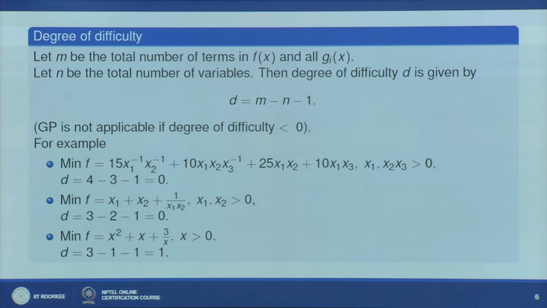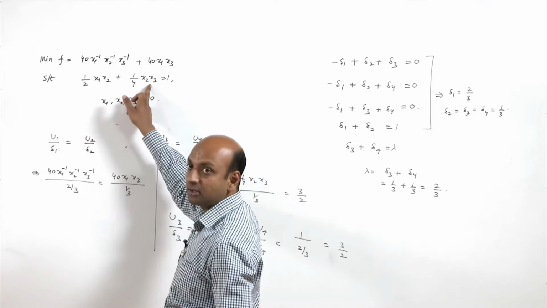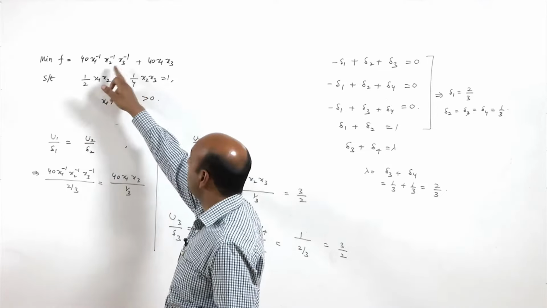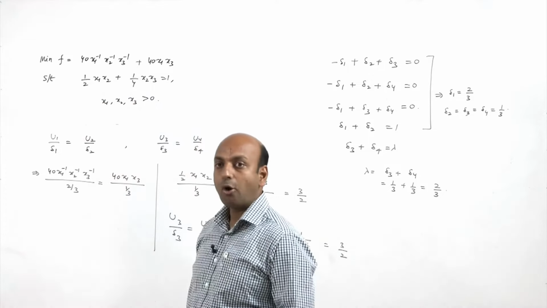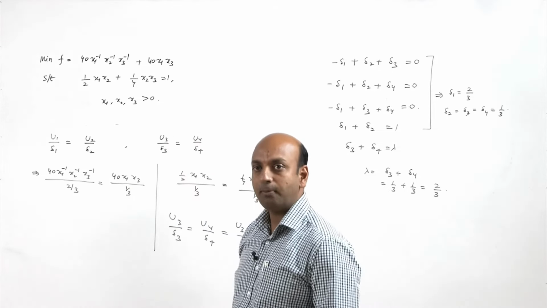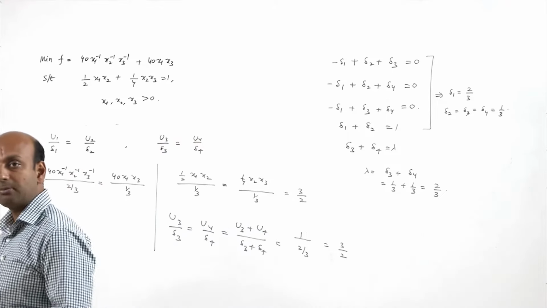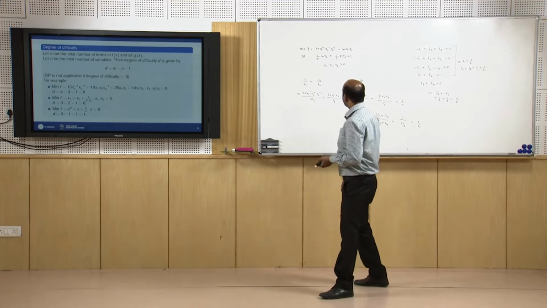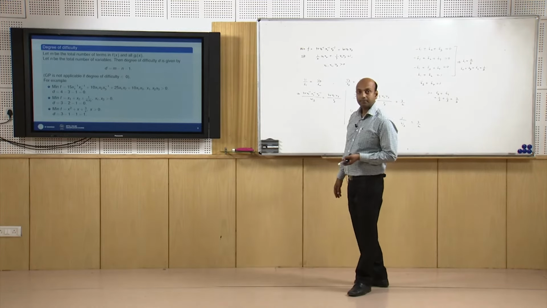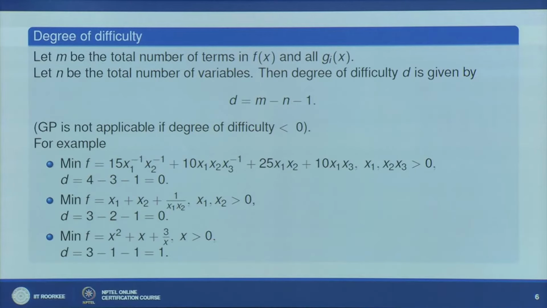For example, for this problem how many terms are there? 1, 2, 3, 4, including all terms in the g_i's. Here only one constraint. So, m is 4. How many variables are we having? 3. So, n is 3. So, degree of difficulty will be 4 minus 3 minus 1, that is 0. So, degree of difficulty is 0 for this problem. That is why we are obtaining a unique solution for delta i's. If degree of difficulty is less than 0, then GP is not applicable for those types of problems.